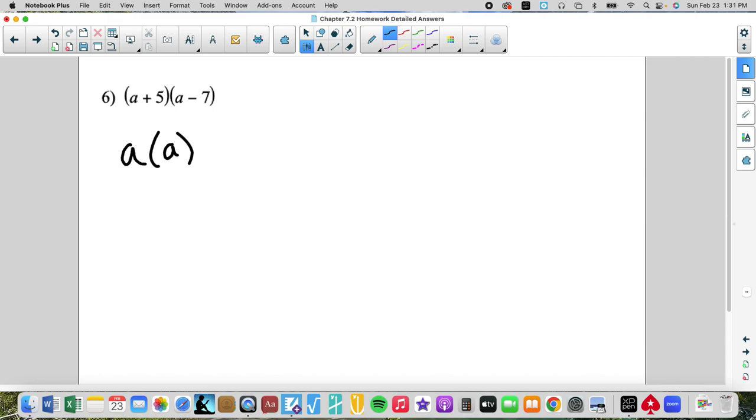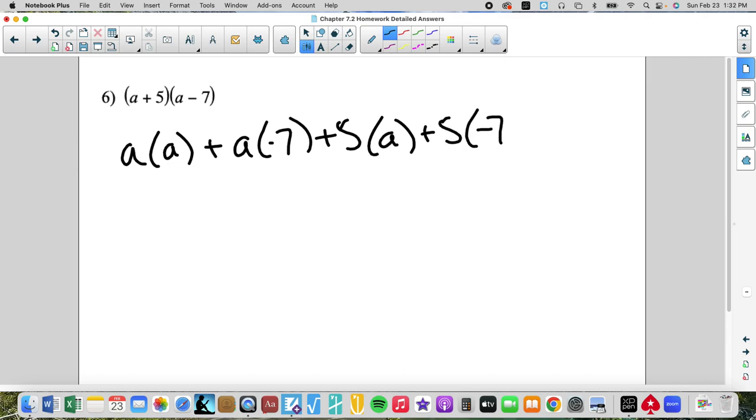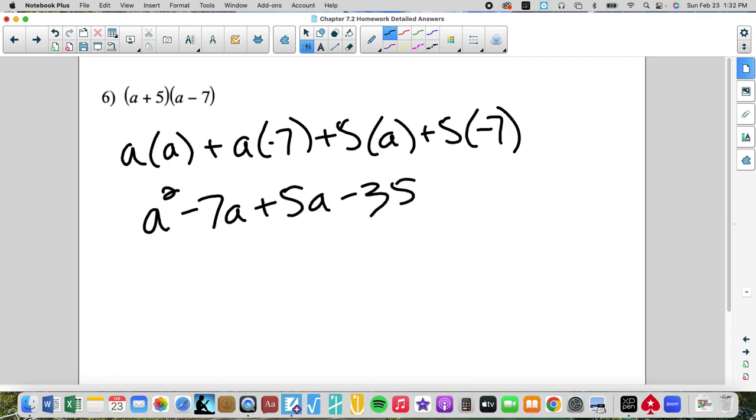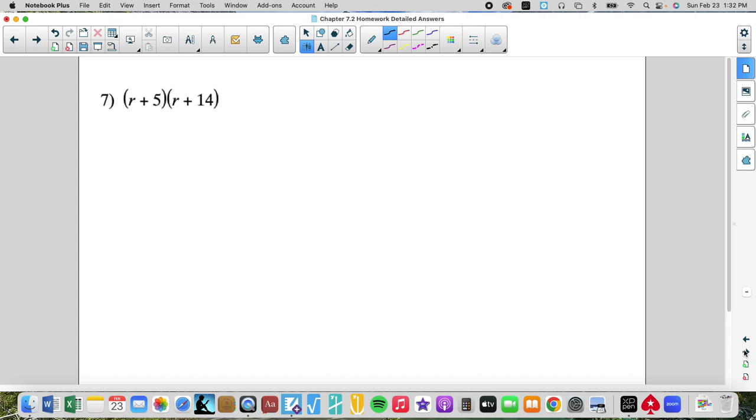A times A plus A times negative 7 plus 5 times A plus 5 times negative 7. So important to keep track of your negatives. A times A is A squared. A times negative 7 is negative 7A. 5 times A is positive 5A. 5 times negative 7 is negative 35. We have a squared minus 2a minus 35. We had more negative a's than positive a's, so I'm going to end up with negative 2a.